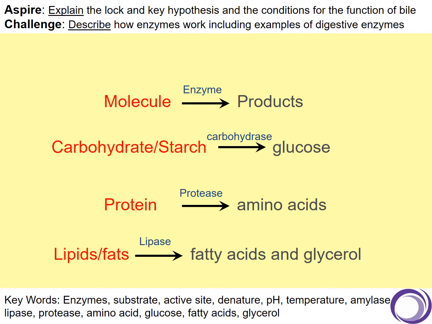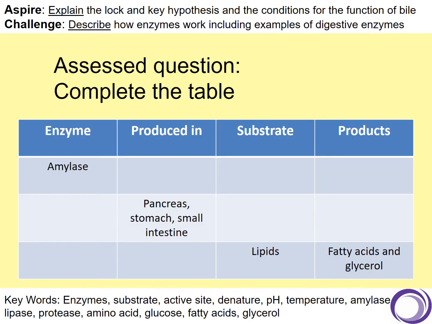So I want you to draw this table in your book: enzymes, where it's produced, the substrate, and then the products for each one of those. I'll give you 5 minutes because I want you to draw that out properly in your book, nice and neatly, or on your revision card. It's perfect for a revision card because it has everything you need. Off you go.